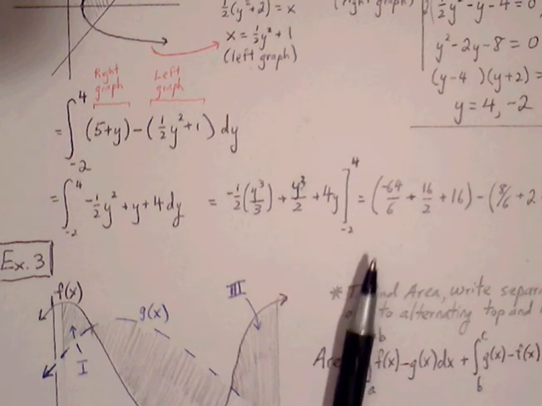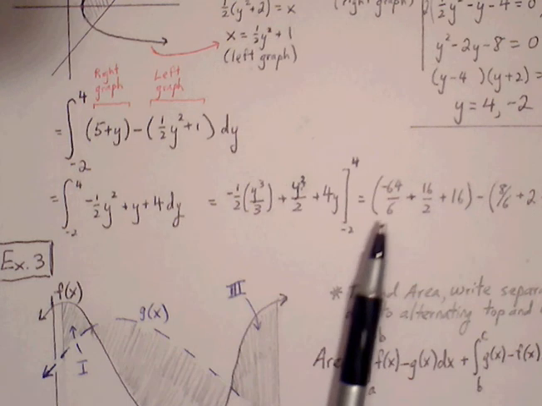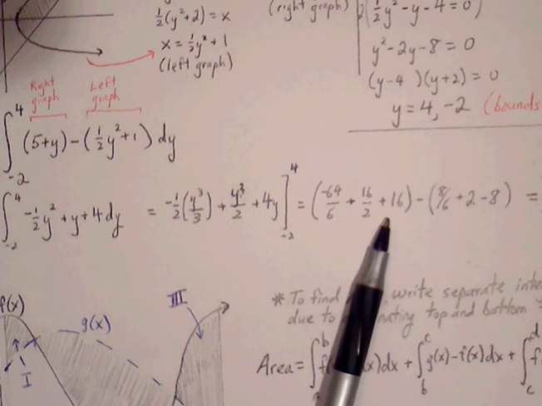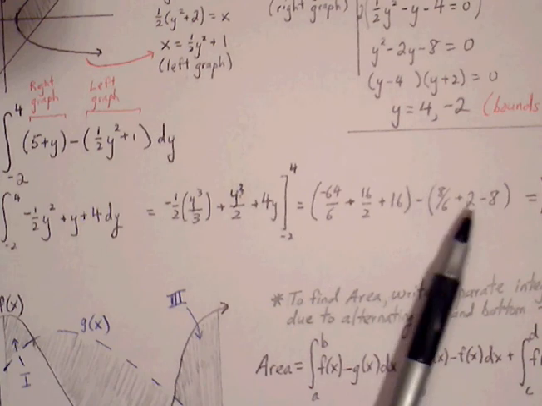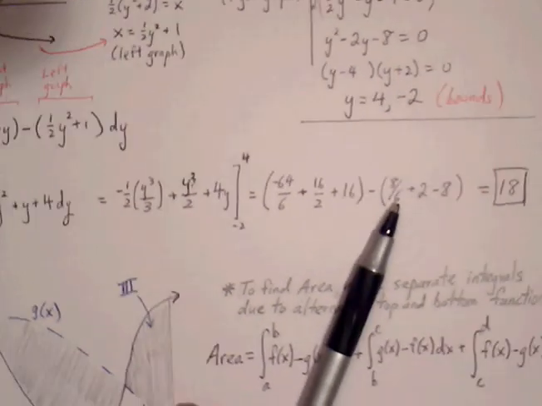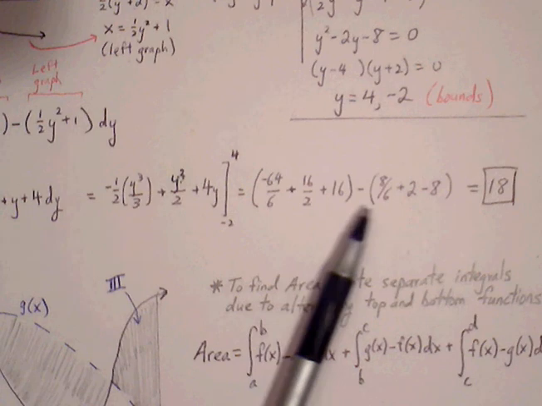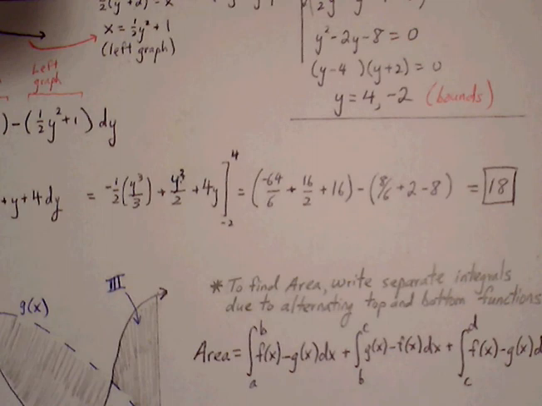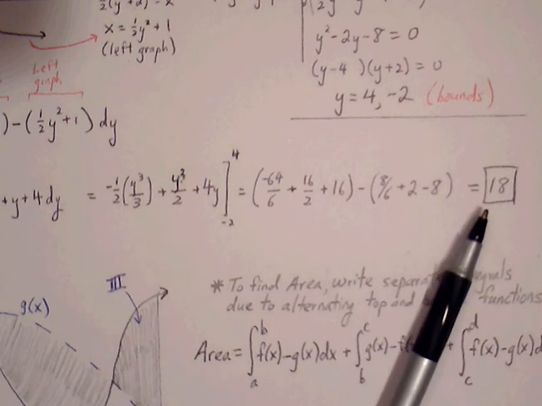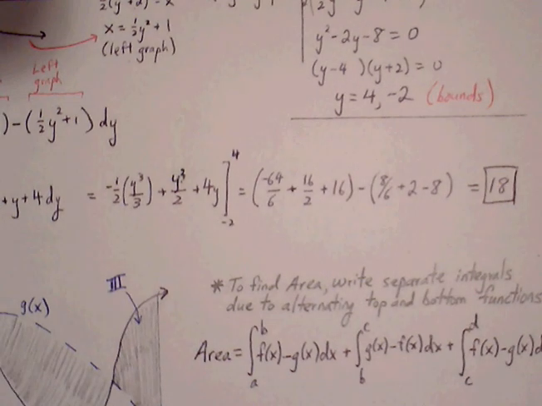Evaluate between our upper and lower bound. Plug in your upper bound first. So 4 plugs in for every y value that you see. All right, and then minus. Now we plug in the lower bound in for every y value that we see. And then we simply just combine these like terms, combine all these terms together, and we get positive 18 as our area. Okay, again, since we're using area formula, we should always get a positive number. If you're getting a negative answer, then you have to go back and look to see what you did wrong.